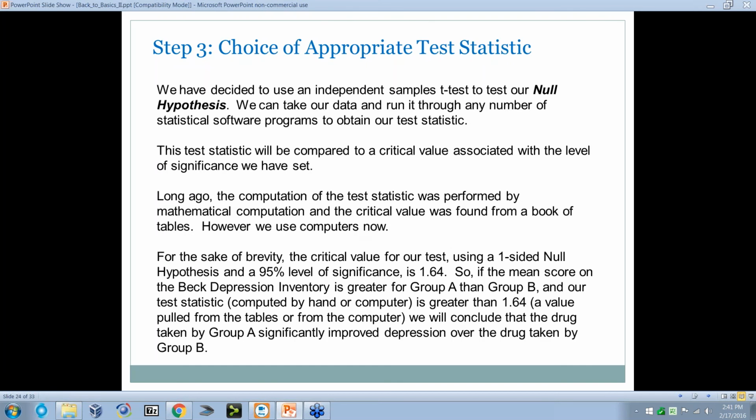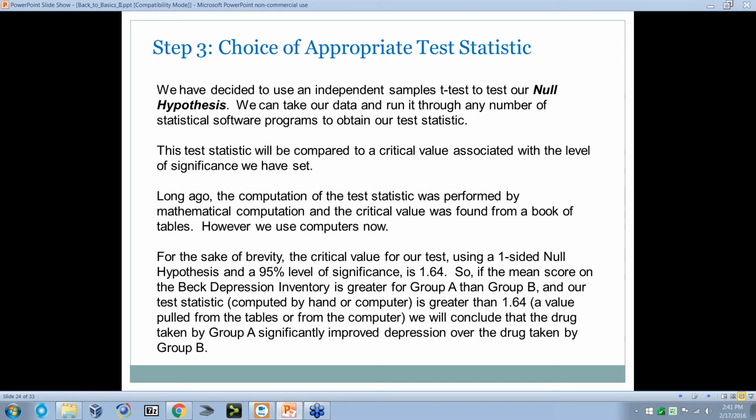Okay, so we're going to test our null hypothesis. We take our data, run it through any number of statistical software programs, and then take that test statistic and compare it to a critical value. Your software program will do this for you. Long ago, you had to compute them yourself and use a table. We don't do that anymore.